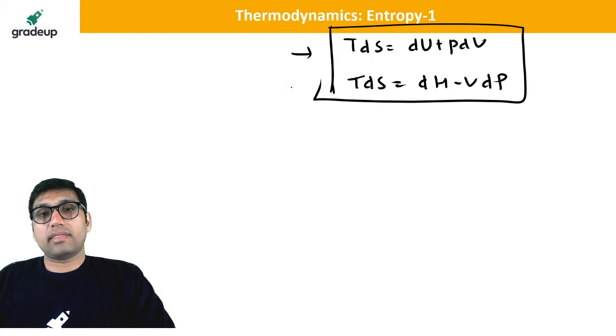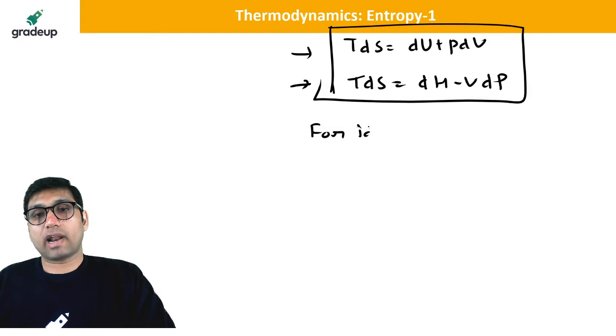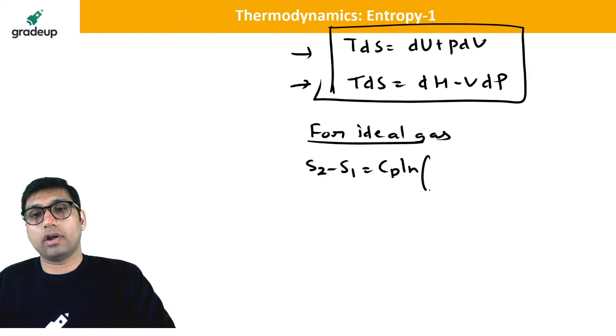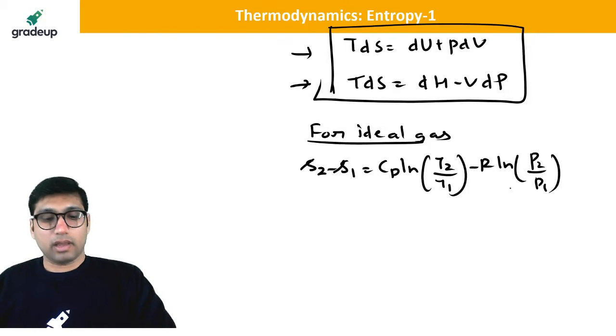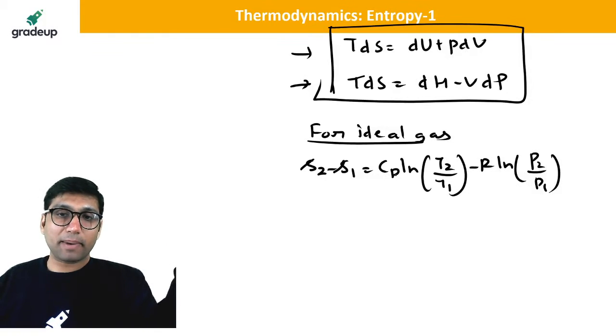So these are the two TDS equations which are important for an ideal gas. For an ideal gas, there are some equations which are important. Entropy change for an ideal gas is equal to Cp log of T2 by T1 minus R log of P2 by P1. This is a specific entropy change. If we have to find the entropy change, we have to multiply by mass.